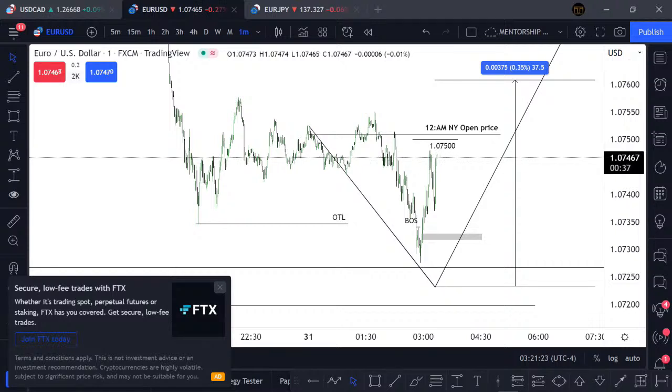Okay, so let's go and do our analysis together. We're going to analyze the market together using all the strategies that we've been backtesting here. So I'm using a 1 minute chart. So let's first look for Euro pairs.